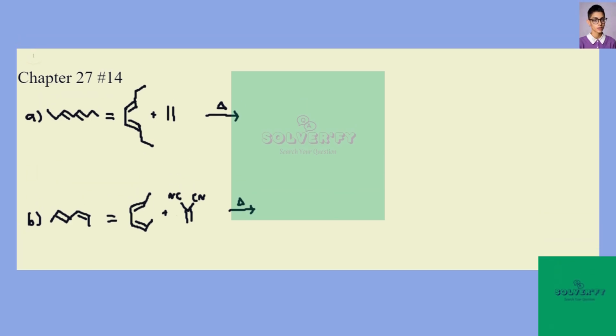This is the answer to Chapter 27, problem number 14 from the Smith Organic Chemistry textbook. And we're asked to draw the products and predict the stereochemistries of each product for two 4+2 cycloadditions.